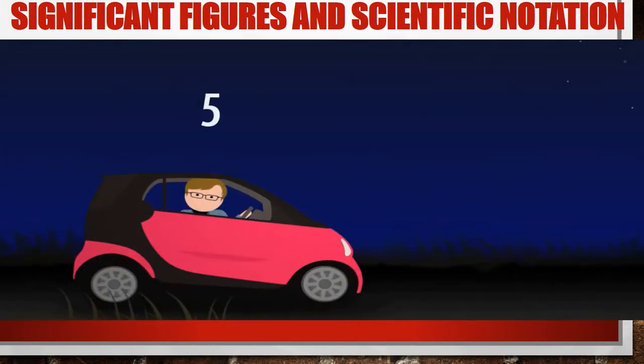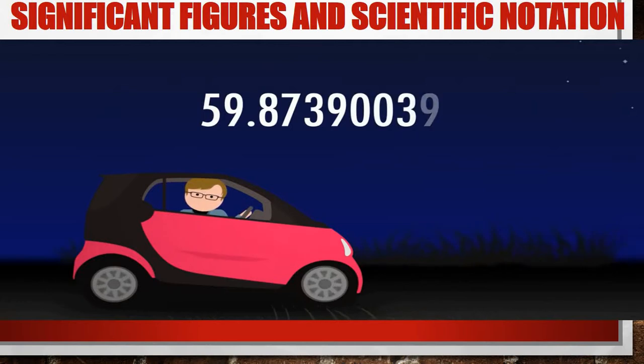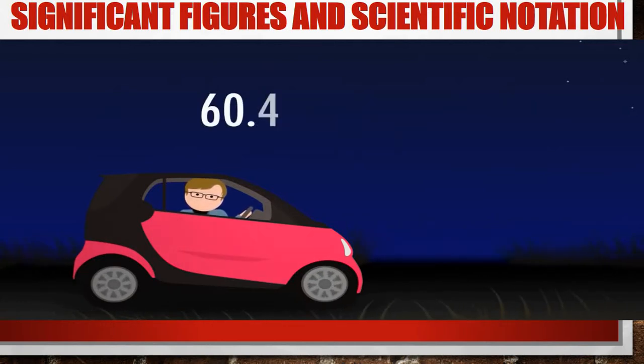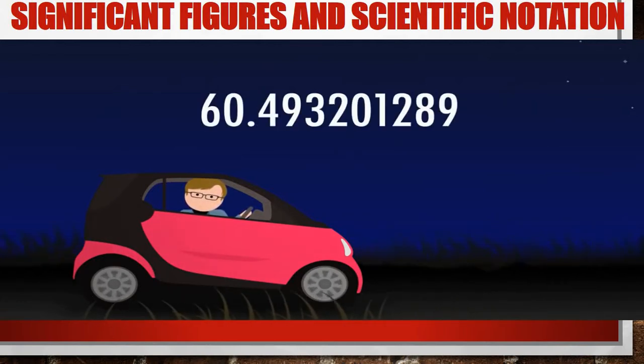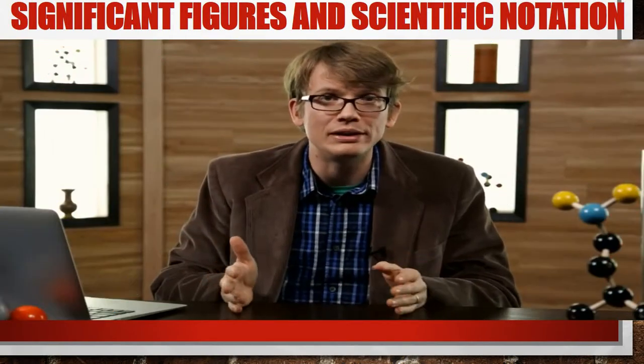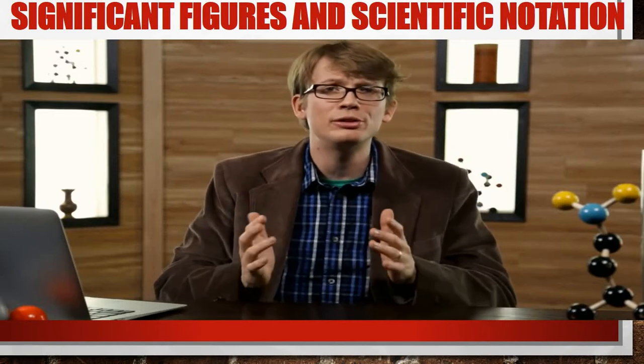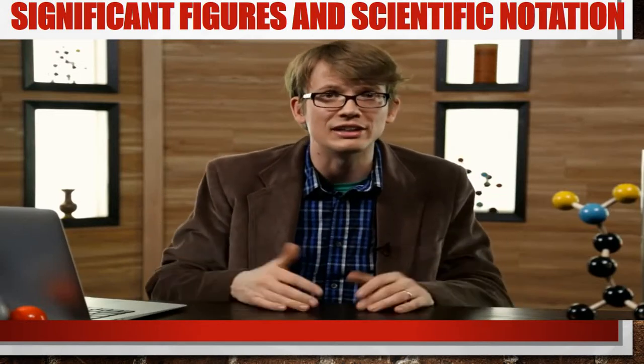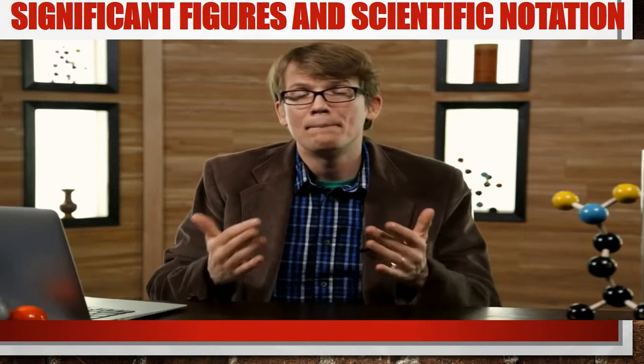So the car could have been going 59.87390039 miles per hour or 60.49321289 miles per hour. The speedometer would still say 60. And no matter how well I measure the car's speed, I will never know it at the same level of precision that I know the number of eggs in a dozen. So that's the second type of number, measured numbers.